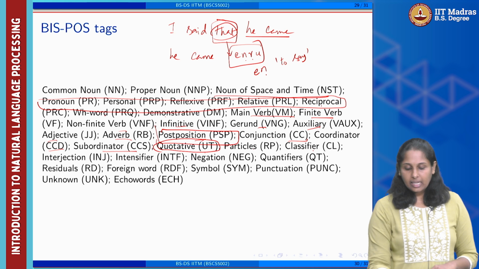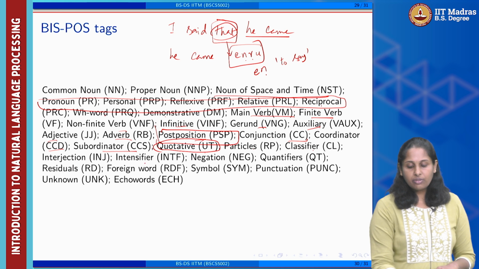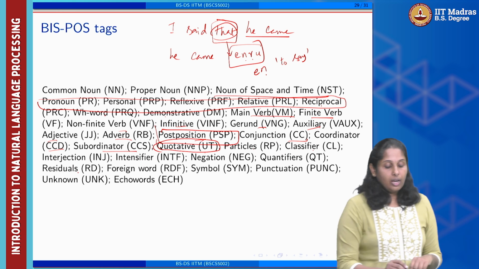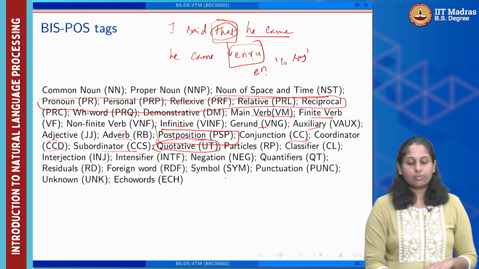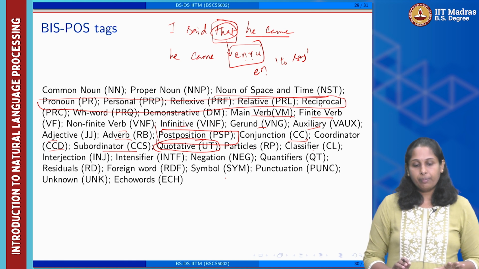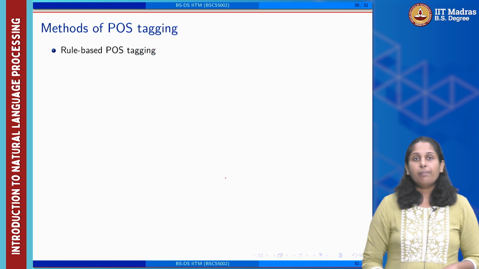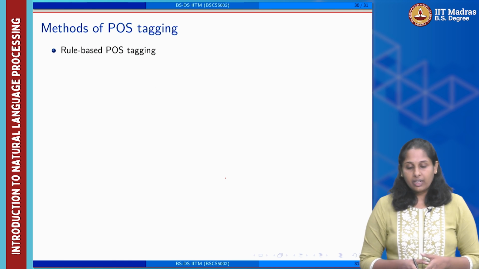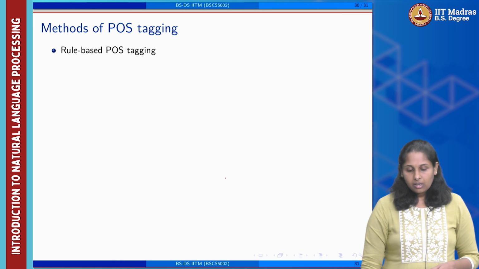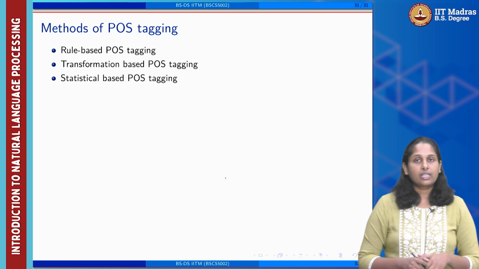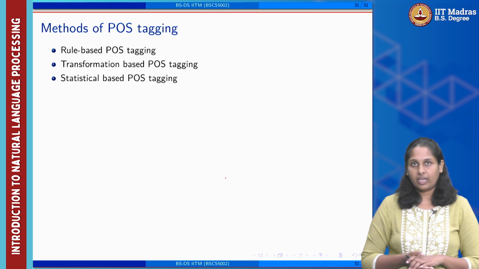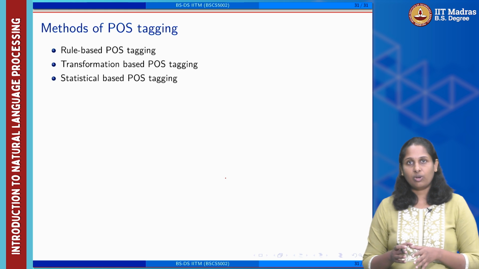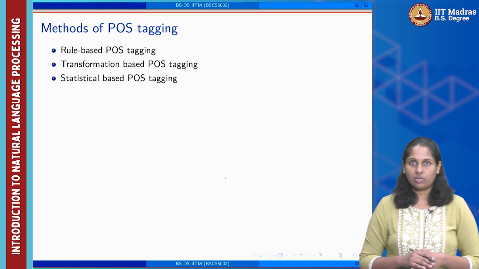And particles, classifier, interjection, intensifier, negation, quantifier and other residuals, foreign words, symbols, punctuations are all addressed in the BIS POS tags. So there are many methods by which we can develop POS tagging. It can be rule based, it can be transformation based, or it can be statistical based POS tagging. So we will see each one of them in detail in the next few lectures. Thank you.